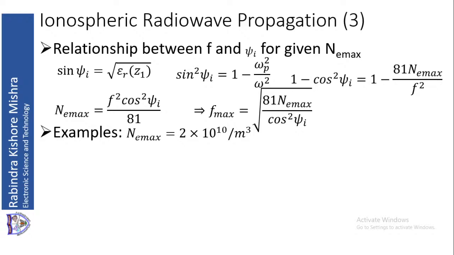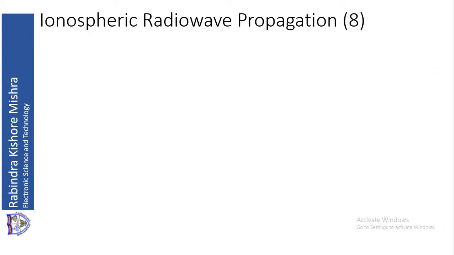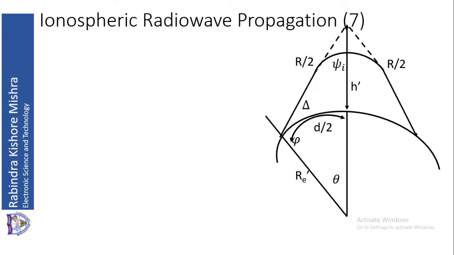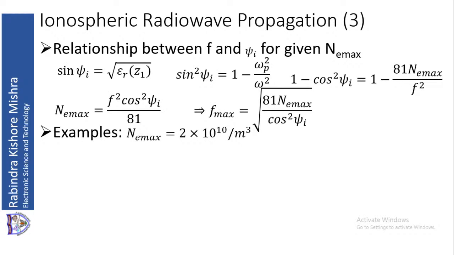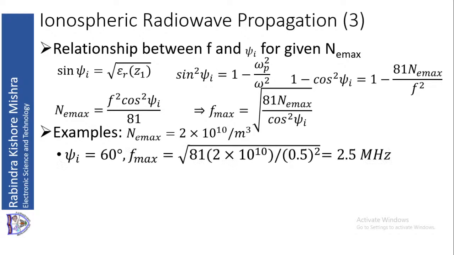Now let us see one example. Let us take N_emax equal to 2 into 10 to the power 10 per meter cube. So the number of electrons per meter cube is fixed. We have fixed that at 2 into 10 to the power 10 per meter cube. Now suppose the angle of incidence is 60 degrees, so psi I is equal to 60 degrees.